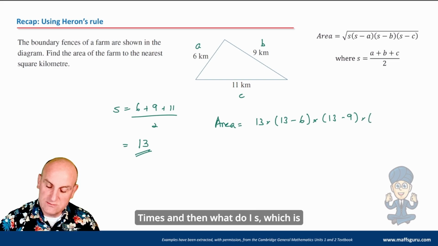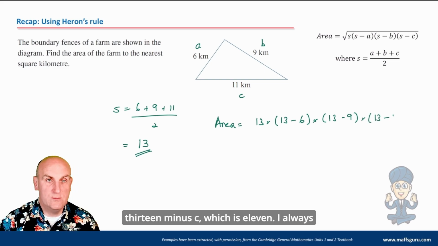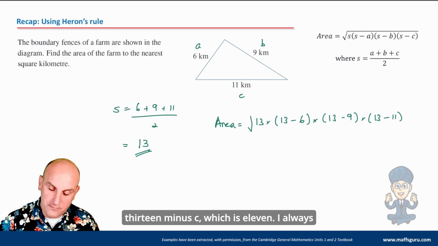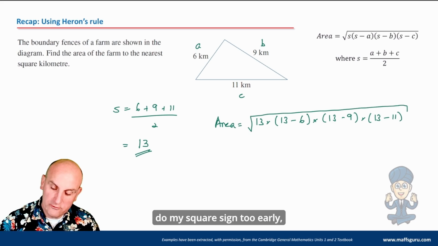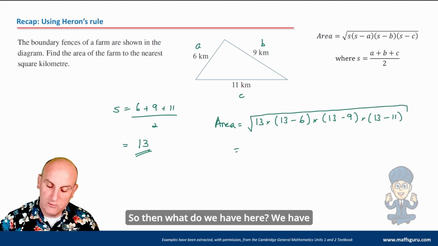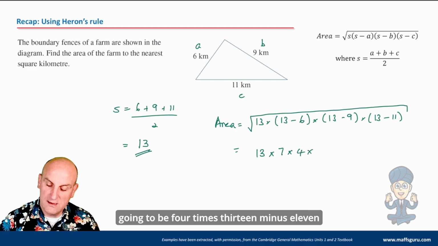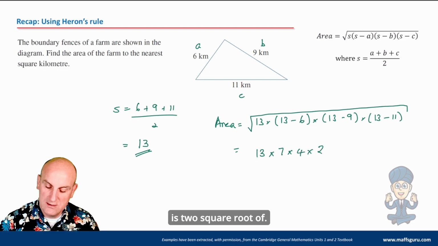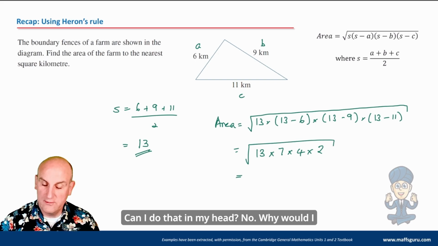Times, and then what do we got? S, which is 13, minus C, which is 11. I always do my square root sign too early, but I'm now going to do it last. So then what do we have here? We have 13 times 13 minus 6 is going to be 7, times 13 minus 9 is going to be 4, times 13 minus 11 is 2, square root of. Can I do that in my head?